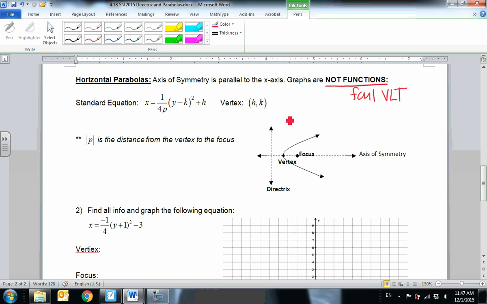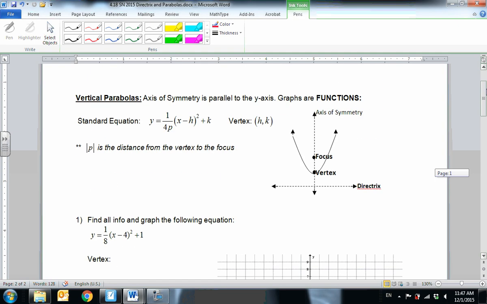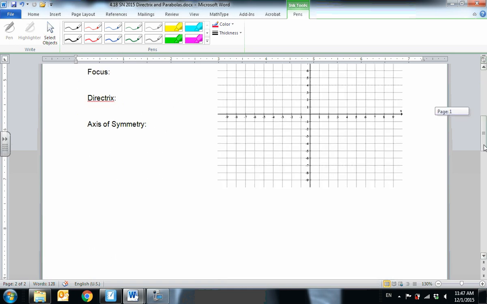All right, so here is our equation. Notice it's x equals, right? It's not y equals, it's x equals. X equals 1 over 4p times y minus k squared plus h. Okay? So the one we're used to, the one we've been doing, that's y equals, because all of the equations we've ever studied this year have been y equals, right? Now, when it's going to be sideways, it's going to be x equals.